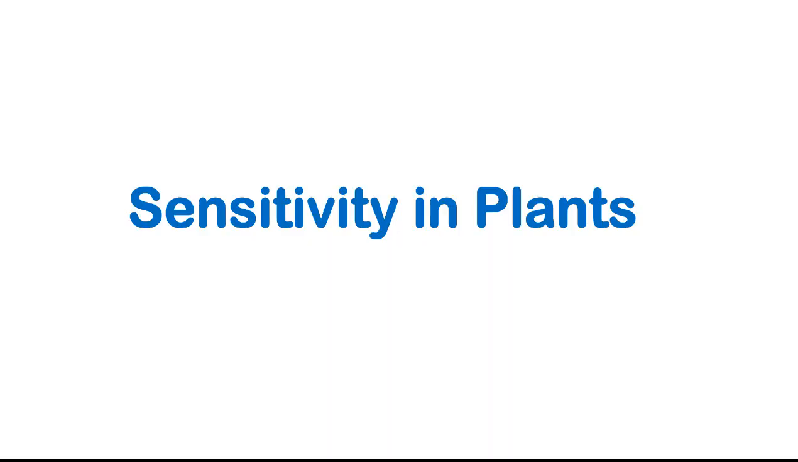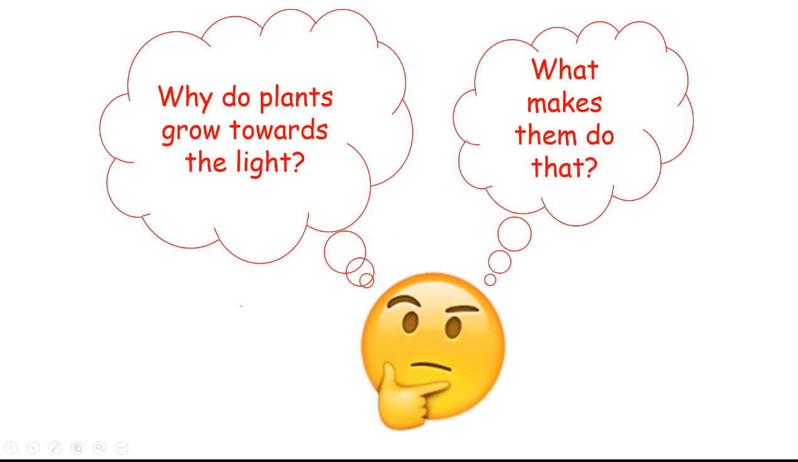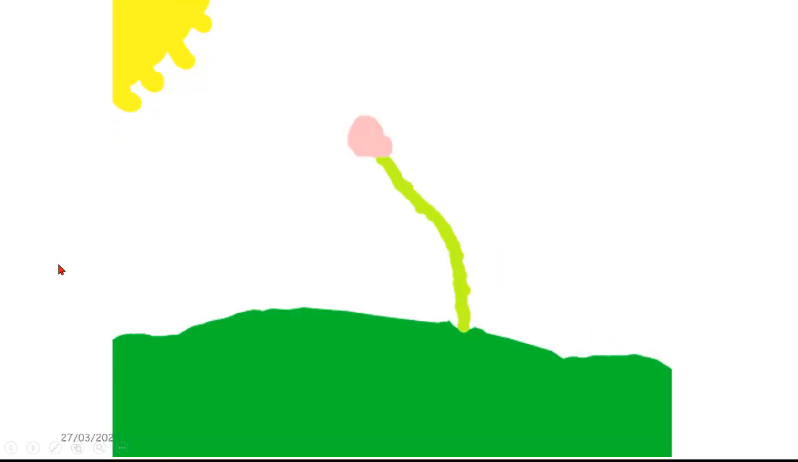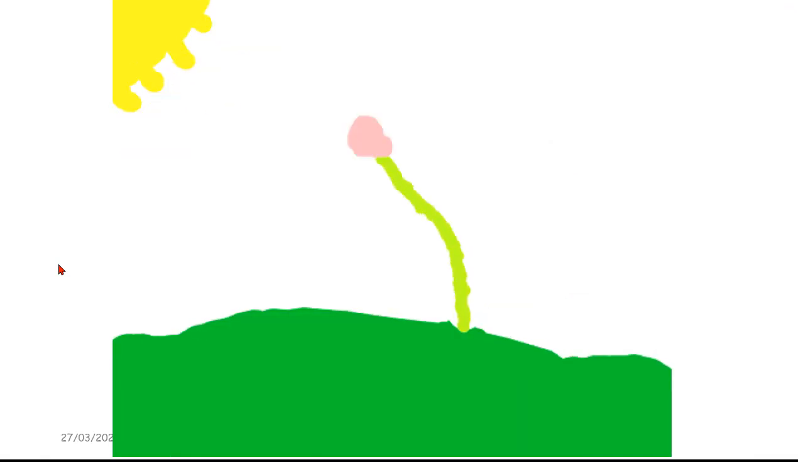So this final section of the hormones or coordination control booklet is sensitivity in plants, and basically how hormones in plants work. And the main one that we're going to look at is auxins. Now in this section there's two main questions that we want to answer. Why do plants grow towards the light, and what actually makes them do that? And the answer is this: phototropism.